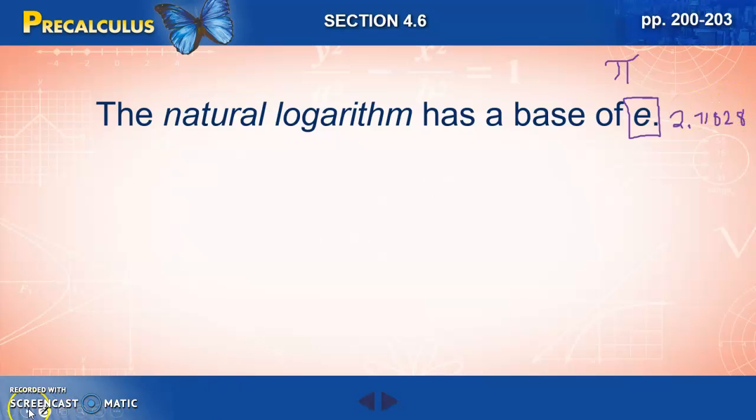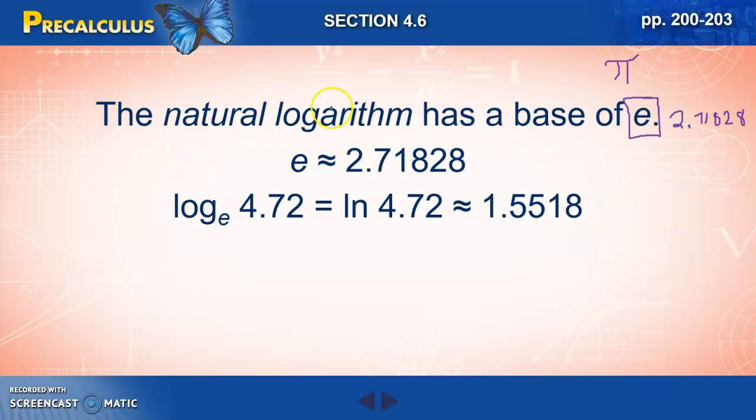And the special notation for a logarithm using this number is ln. This natural logarithm is ln. So when we're looking for the logarithm of 4.72 to the base e, we would just write this as ln 4.72, and that's approximately 1.5518. There is a button on your calculator that allows you to find natural logs.